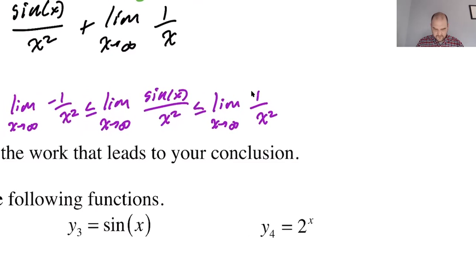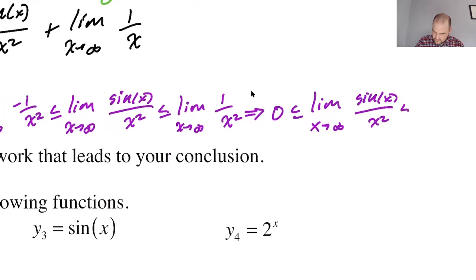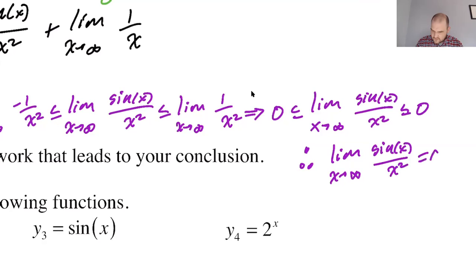But now look at our limits, right? We have two limits that are definitely 0. 0 is less than or equal to this, like probably 0. You probably felt like this was 0. Sine is very small and x squared is huge. But this is how we rigorously show it. And then this is less than or equal to 0. Therefore, if it's between 0 and 0, what's it going to be? It's got to be 0. Sine of x over x squared is 0.